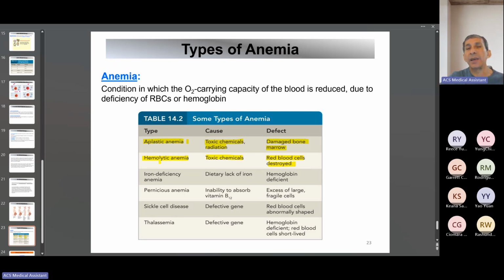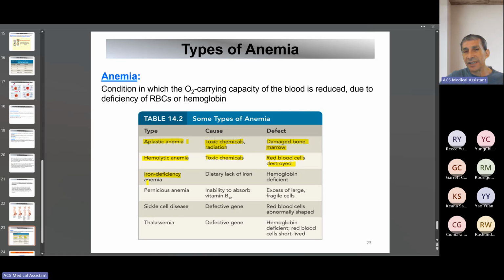That is called hemolytic, blood-lytic destruction. So destruction of the red blood cells, which causes anemia. Aplastic, on the other hand, is destruction of the red bone marrow, which causes anemia, because now not only don't you have white blood cells and platelets, but you don't have red blood cells. It damages everything.